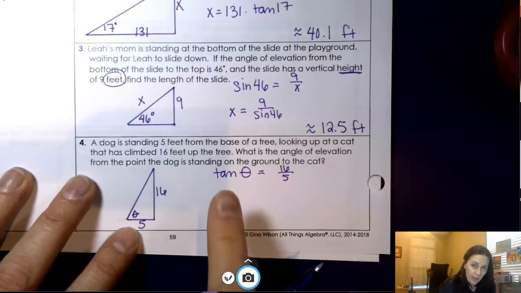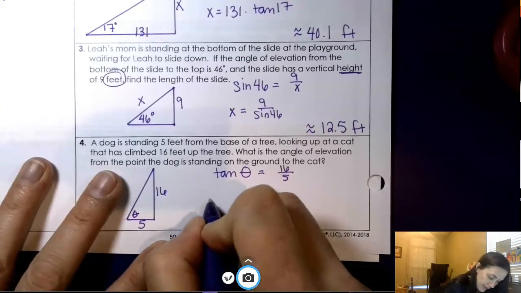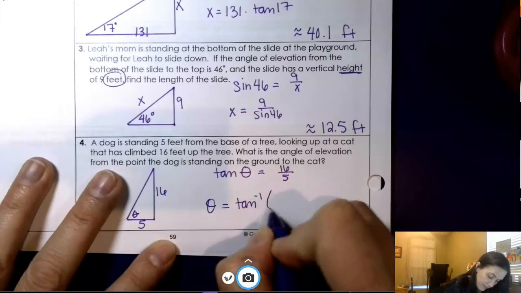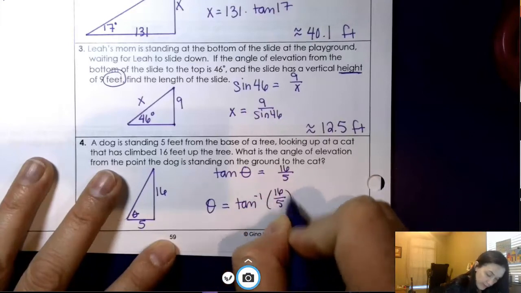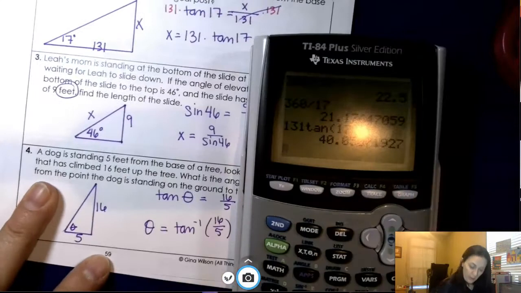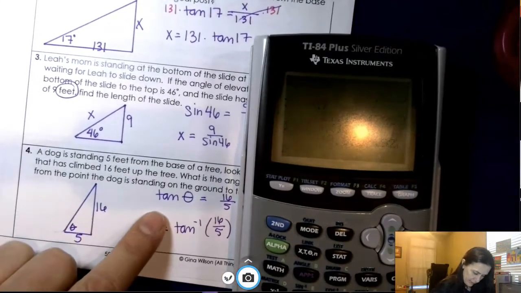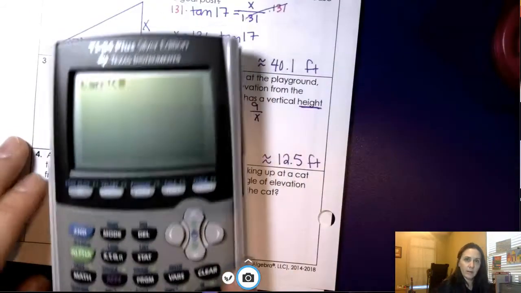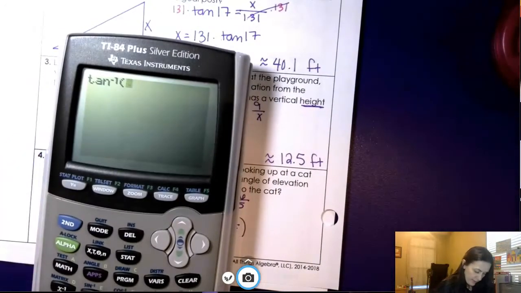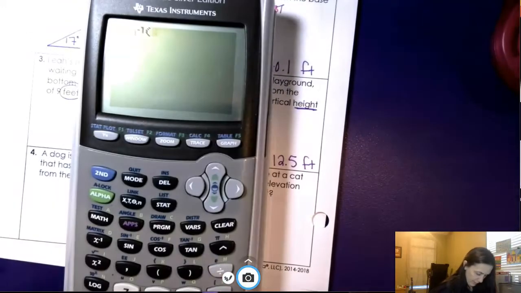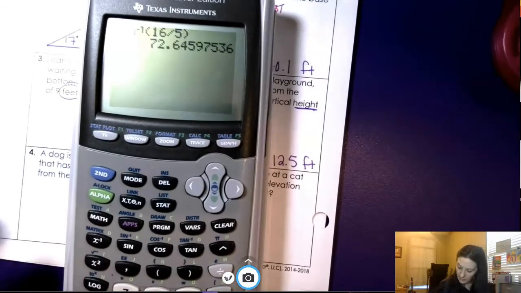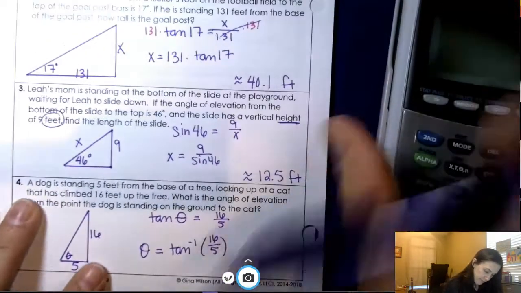When we're looking for the angle, this is when we're going to say that theta is equal to the inverse tangent of 16 over 5. Remember, inverse tangent is second. It's the one with the -1, kind of like an exponent. And it was 16 over 5. We get about 72.6 degrees.